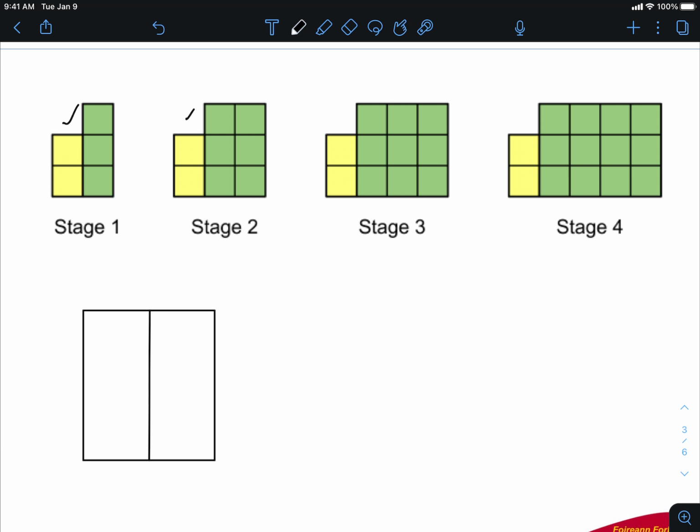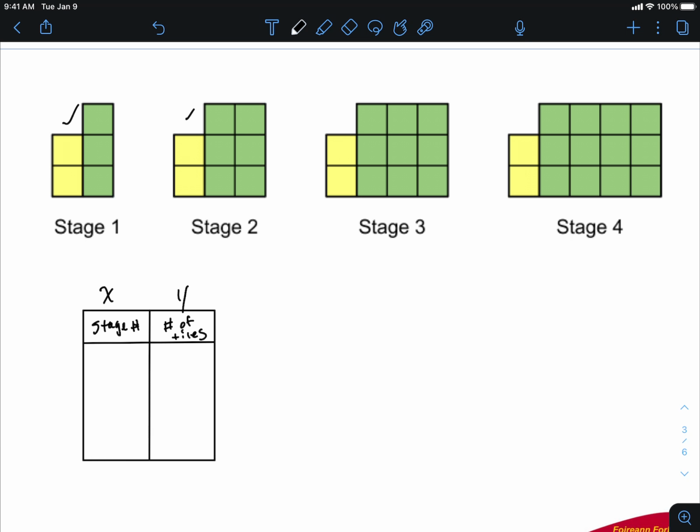And like any other table of values, we have stage number here, and we have the number of tiles here. And like any table of values that you have ever seen, we put X and Y on top, just for your own reference. You need to know that the column on the left is kind of the X, and then on the right we call that the Y.